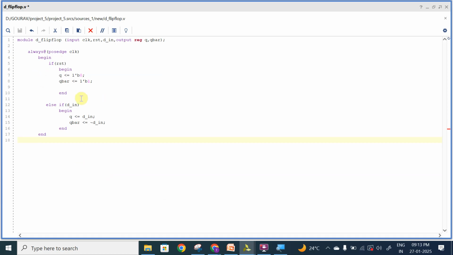In Verilog, there is no need to mention explicitly d underscore in equal to 1. There is no need to mention it, we can write simply d underscore in, that's it. And we'll write endmodule.